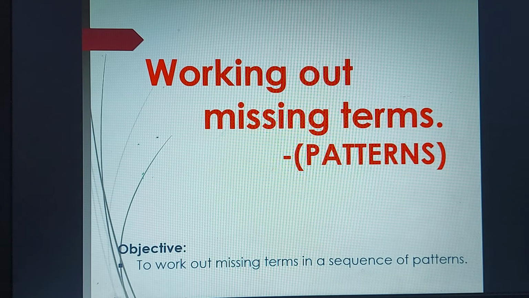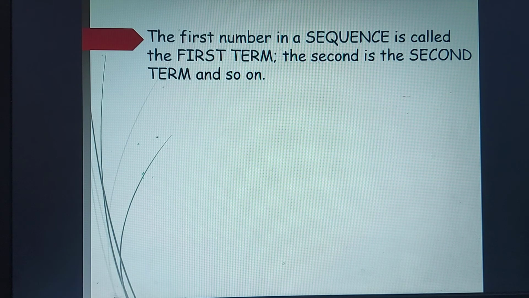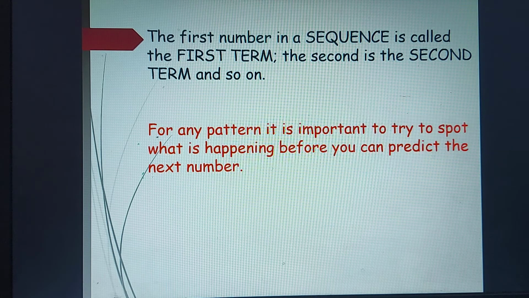In this lesson, I will be showing you how to work out missing terms in a sequence of patterns. In the previous video, we learned that a sequence is a list of numbers that follow a pattern or rule. And the starting number is called the first term, the second is called the second term, and so on.